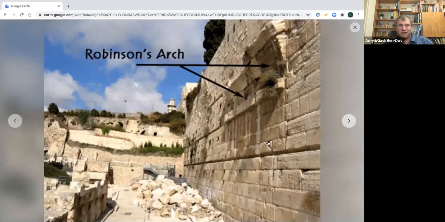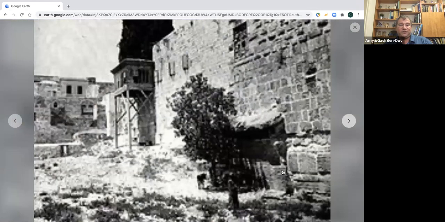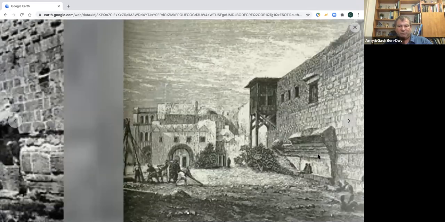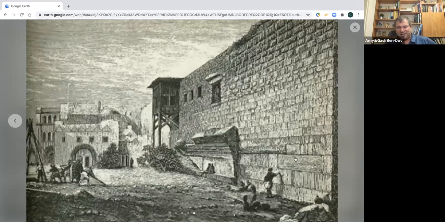And just so you understand what's going on here, you can see the pieces of Robinson's Arch that's pointed out. And a couple of interesting, this is a photograph from the early 20th century, 1900 something. And this is Robinson's Arch. And you see where these people are standing, in this donkey. Here's a drawing from the 1880s. And look at this, street level is right where Robinson's Arch is.